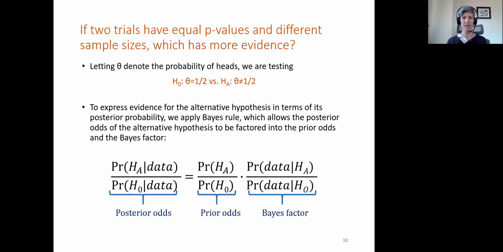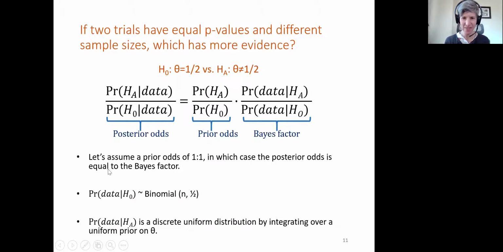Okay, so we're going to study this using Bayes' rule, and here are the hypotheses that we're testing. Bayes' rule allows us to factor the posterior odds into the prior odds times the Bayes factor. The denominator of the posterior odds is just 1 minus the numerator. That's why this is the posterior odds. And we're going to start out assuming a 1-to-1 prior odds, in which case the posterior odds is equal to the Bayes factor. The denominator here, probability of number of heads for a fair coin, that's just a binomial distribution.